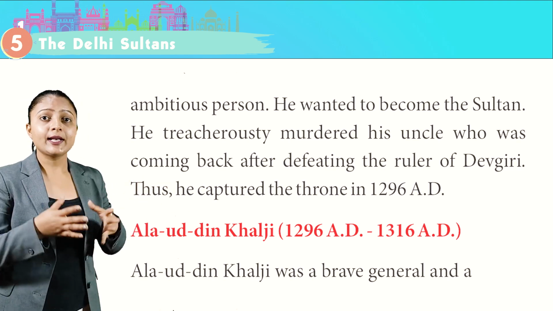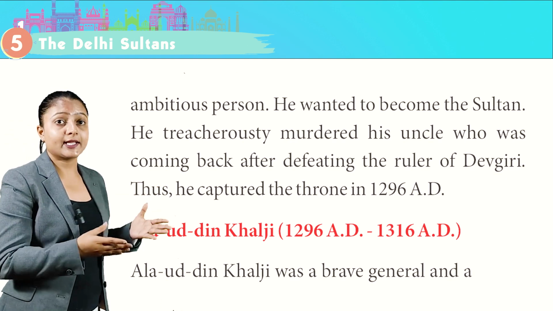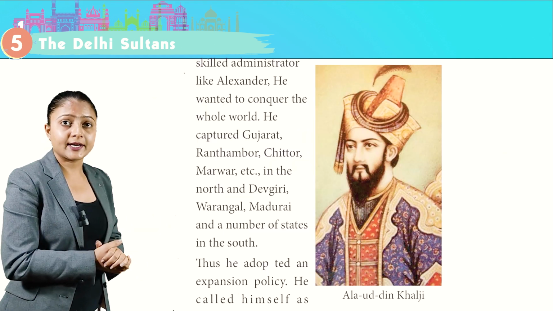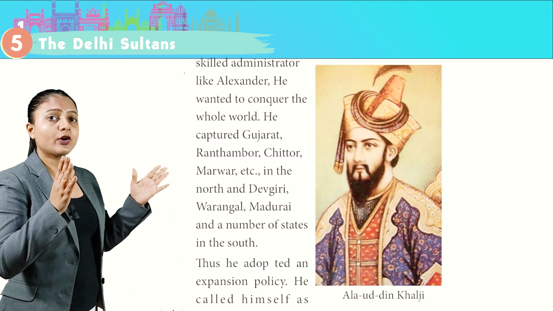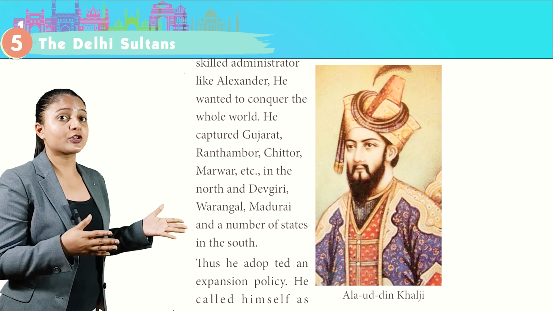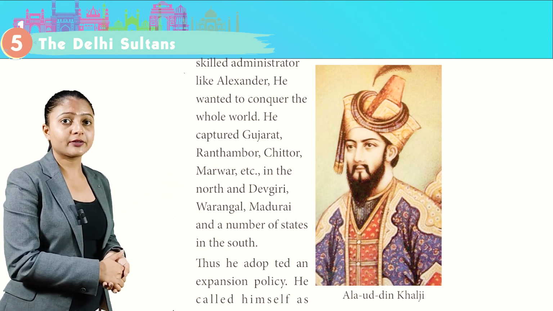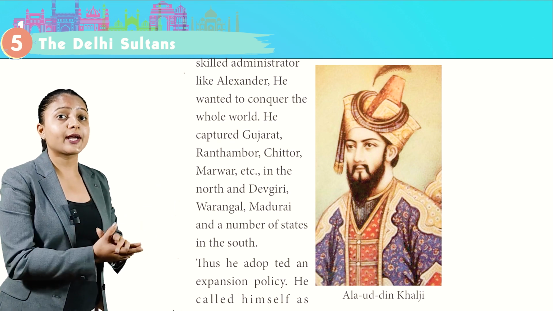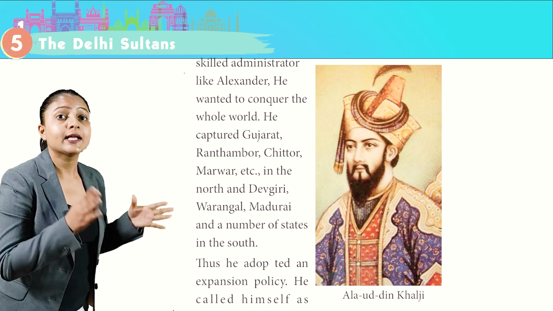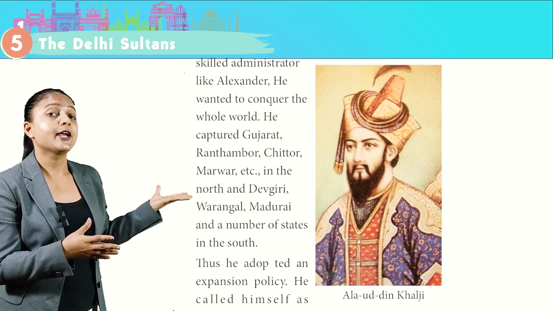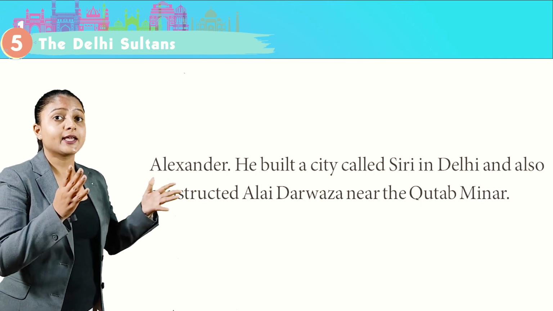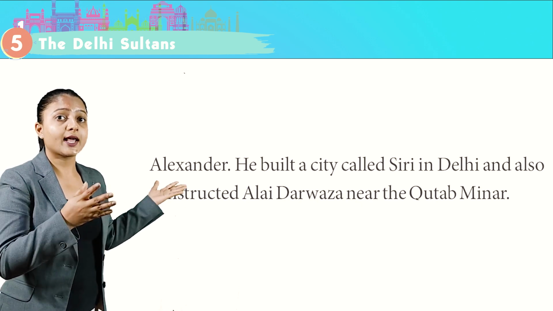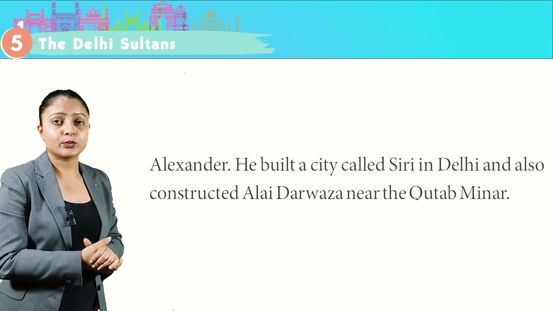Alauddin Khalji, 1296 AD to 1316 AD. Alauddin Khalji was a brave general and a skilled administrator like Alexander. He wanted to conquer the whole world. He captured Gujarat, Ranthambore, Chittorgarh, Marwar, etc. in the north and Devgiri, Warangal, Madurai and a number of states in the south. Thus he adopted an expansion policy. He called himself Alexander. He built a city called Siri in Delhi and also constructed Alai Darwaza near the Qutub Minar.